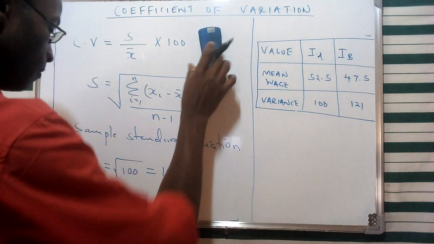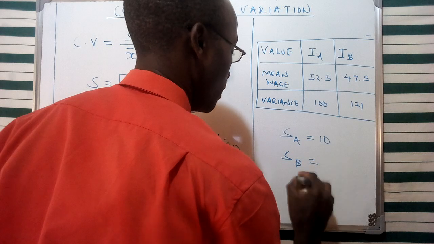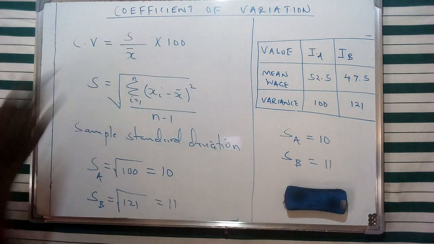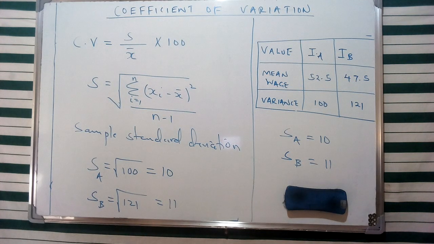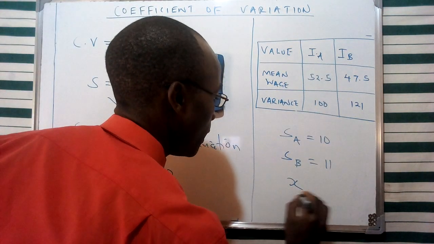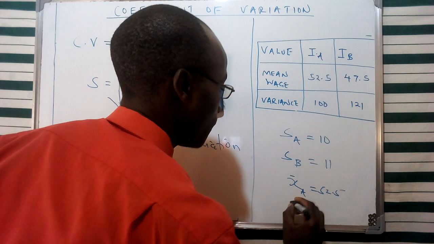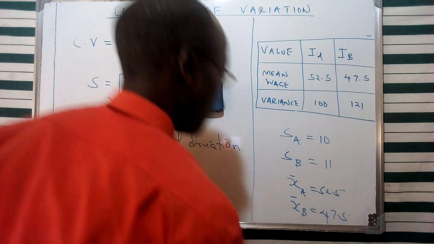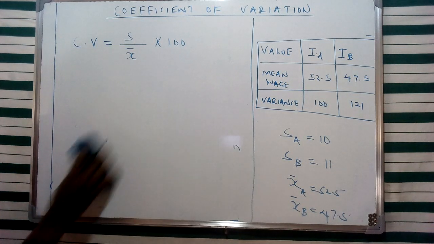So I'm going to reserve these values of the standard deviation for the two industries, and that's going to assist us in evaluating the coefficients of variation for firms A and B. The mean wages have been given: the mean wage for A is 52.5, and the mean wage for B is 47.5, in that order. Those values are going to assist us in evaluating the coefficient of variation.